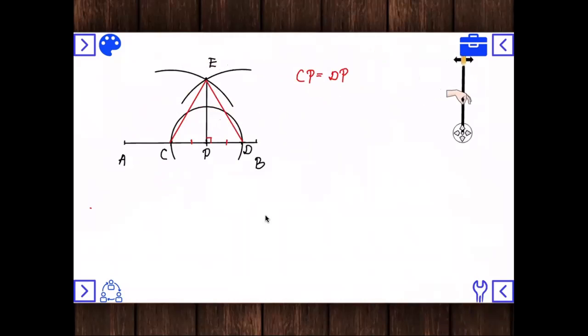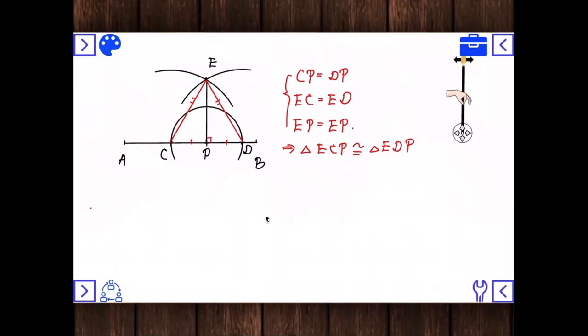That means EC is equal to ED, right? So EC is equal to ED. And at the same time, EP is a shared common side of the two triangles. EP is equal to EP. With all this information, we can conclude that triangle ECP is congruent to triangle EDP.